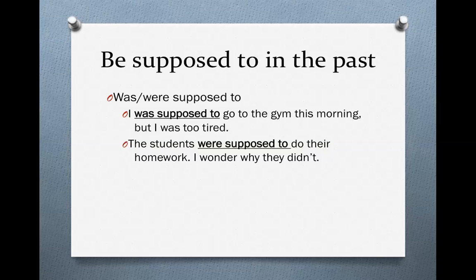I was supposed to go to the gym this morning means I didn't. I had a plan to go to the gym. I thought it was going to happen, but it didn't happen. This was my intention, but I did not fulfill my intention. Another example. The students were supposed to do their homework. I wonder why they didn't. So this means the students didn't do their homework. I thought they would do their homework. I told them to do their homework. They're good students. Usually they do their homework. I thought they would, but they didn't. So I had an intention that my students would do their homework, and they didn't do it.